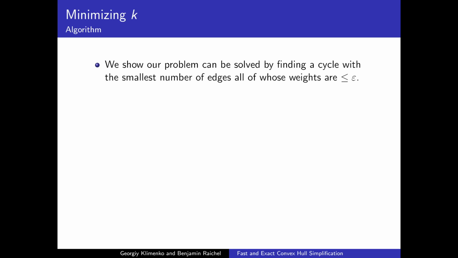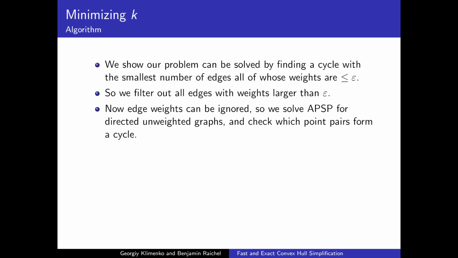To get the solution for the min k version of the problem for the general case, we just need to find the cycle with minimum cardinality in our graph such that all edges in that cycle are bounded by epsilon. So given any epsilon, we remove all edges with weights larger than epsilon. After we do that, we can ignore the remaining edge weights because they are all smaller than or equal to epsilon. This means that we are left with a directed unweighted graph, and to find the minimum cardinality cycle, we can apply the all pairs shortest path algorithm to it, and then check all pairs for forming a cycle.